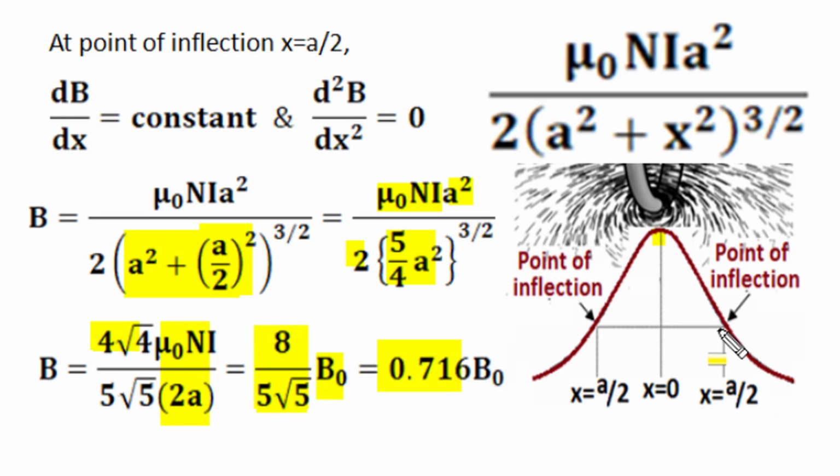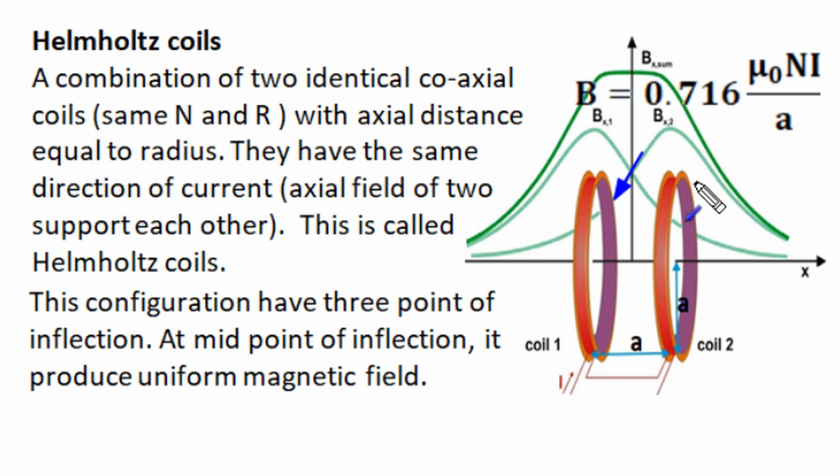So the magnetic field flux density at the point of inflection becomes 71.6% of the maximum magnetic field flux density at the center of the coil in the coil plane. The magnetic field of a current carrying coil is maximum at its center, and as we move to both sides of it on the axis, the magnetic field flux density decreases in a typical manner, and at an axial distance equal to half of the radius, the magnetic field flux density changes with respect to displacement at a maximum and steady rate, and this point is known as the point of inflection.